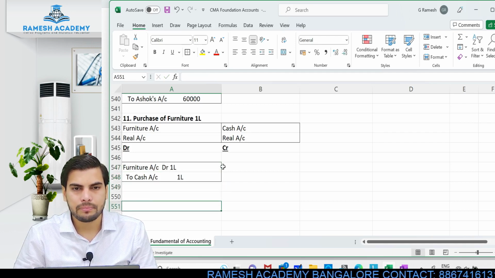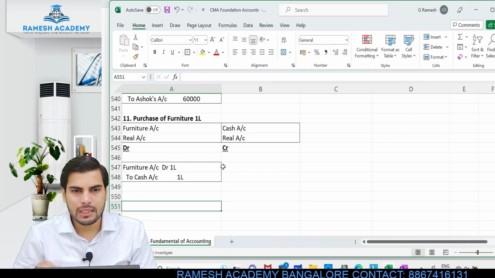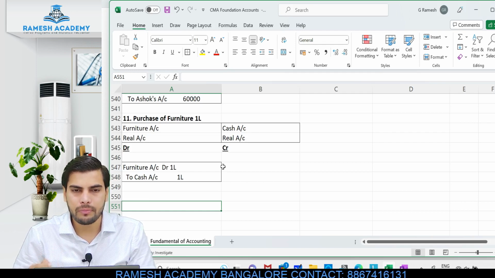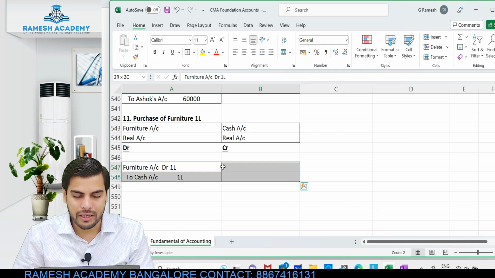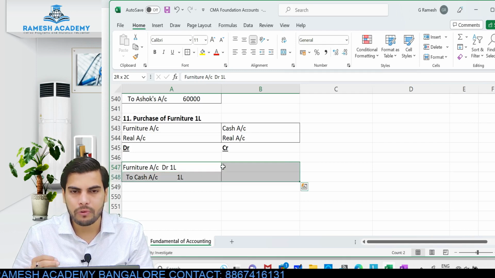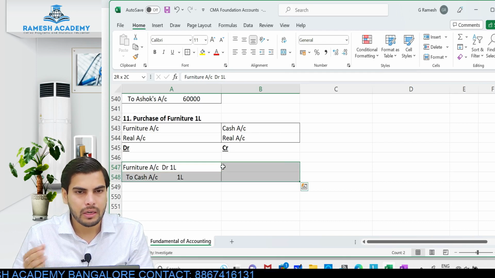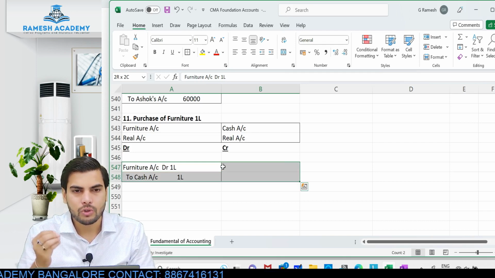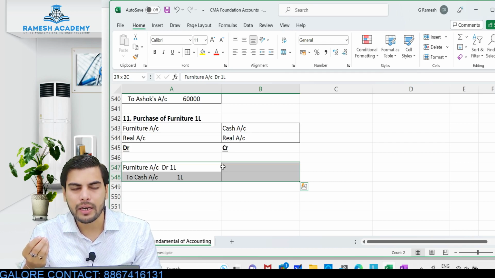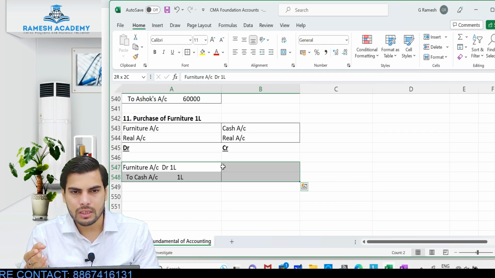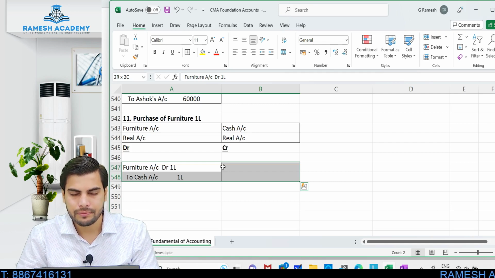Is this clear? Suppose I purchase this furniture on credit basis. Let's say furniture purchased from Suresh, 1 lakh. What will be the entry? Furniture account as usual will be debited. Instead of crediting the cash account, we will be crediting the Suresh account. Credit the giver. So in case of credit purchase of furniture or any asset for that matter, the entry will be: furniture or concerned asset account debit to creditor. Here the creditor is nothing but Suresh. Simple.